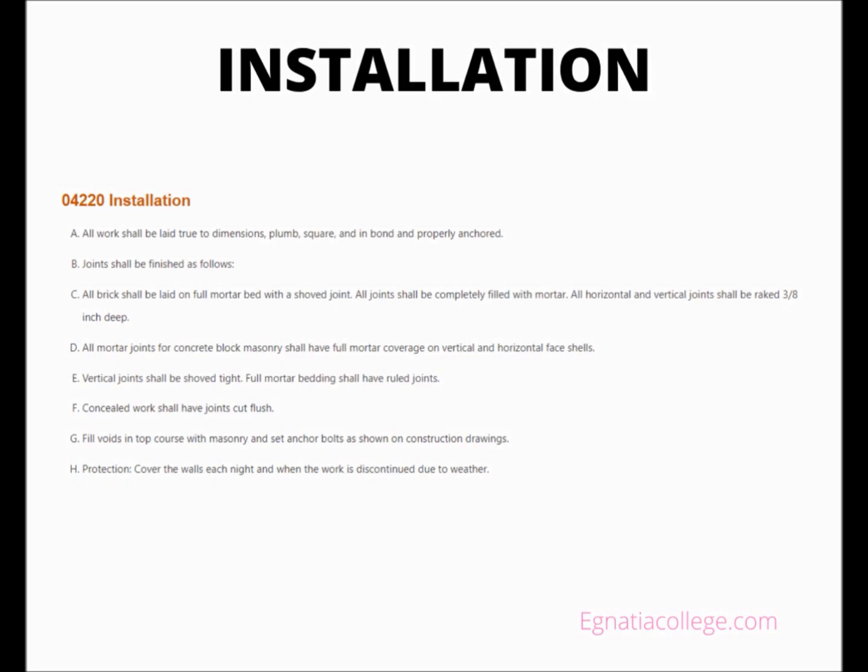All brick shall be laid on full mortar bed with a shove joint. All joints shall be completely filled with mortar. All horizontal and vertical joints shall be raked 3/8 inch deep. All mortar joints for concrete block masonry shall have full mortar coverage on vertical and horizontal face shells. Vertical joints shall be shoved tight. Full mortar bedding shall have ruled joints. Concealed work shall have joints cut flush. Fill voids in top course with masonry and set anchor bolts as shown on construction drawings. Protection: cover the walls each night and when the work is discontinued due to weather.